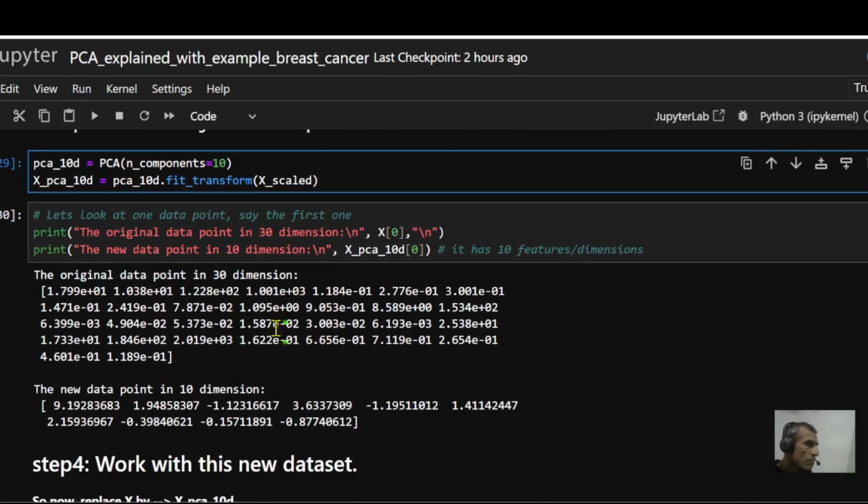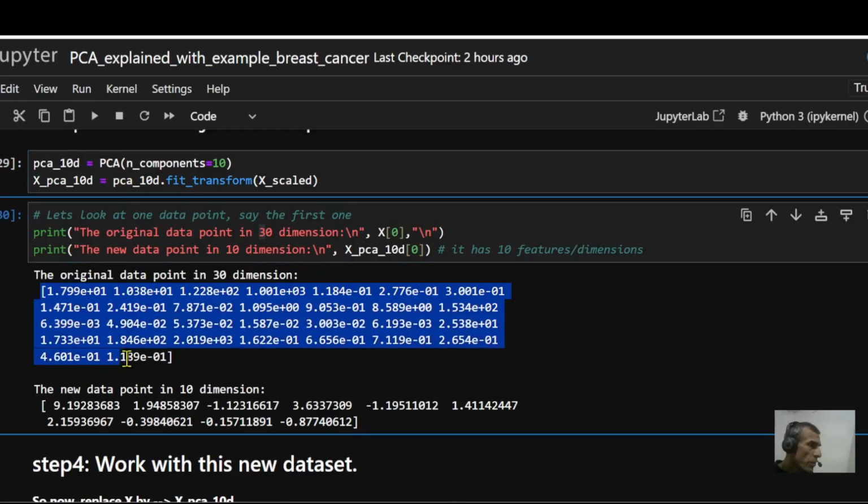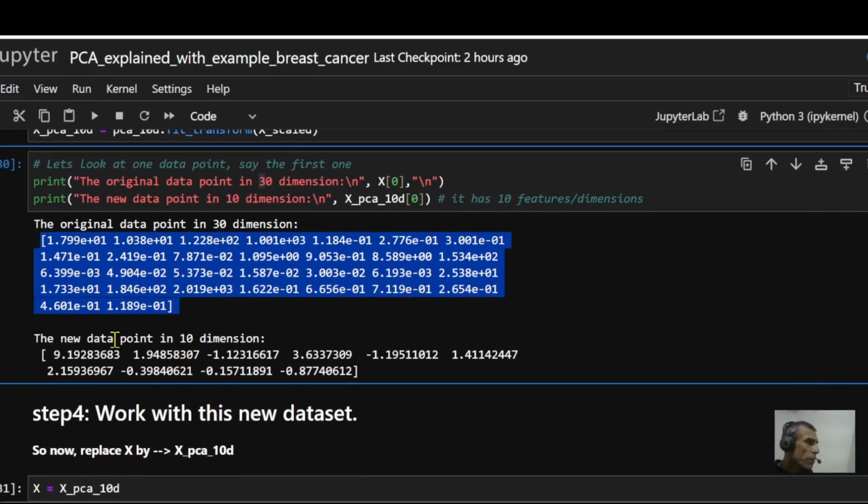Okay, now I'm printing my original data points, and I'm also printing my new data point in 10 dimensions. My original data point was in 30 dimensions. So this is my original data point right here. You can see it has 30 dimensions. And now my new data point for this particular one is in 10 dimensions. You can see your data has been reduced from here to here.